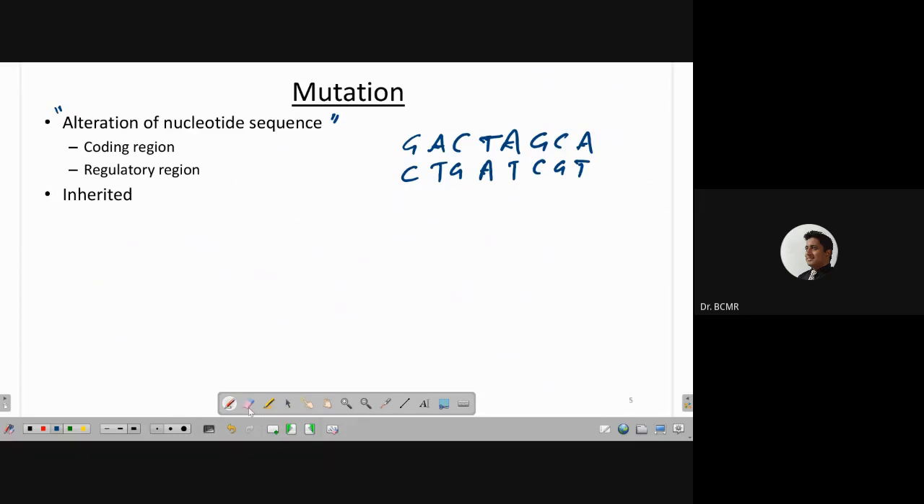And if there was a change, say I am going to change this, TA was there, but now if I write it as GC, then there has been a change, and that is called a mutation. Every mutation will depend on alteration of the nucleotide sequence. We will discuss different types of mutations also. The nucleotide sequence change can happen in coding regions, in regulatory regions. It can happen in centromeres, telomeres, anywhere it might happen.